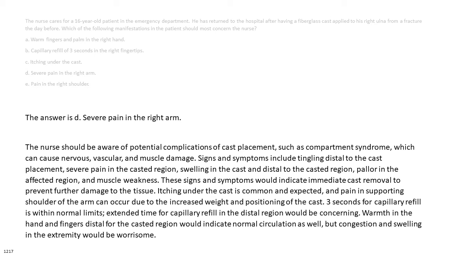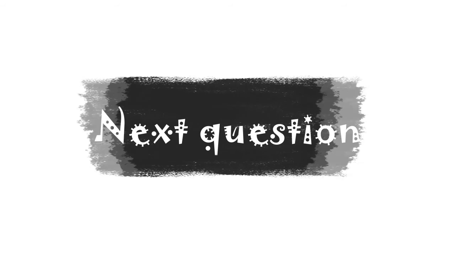Itching under the cast is common and expected, and pain in the supporting shoulder of the arm can occur due to the increased weight and positioning of the cast. 3 seconds for capillary refill is within normal limits. Extended time for capillary refill in the distal region would be concerning. Warmth in the hand and fingers distal to the casted region would indicate normal circulation as well, but congestion and swelling in the extremity would be worrisome.